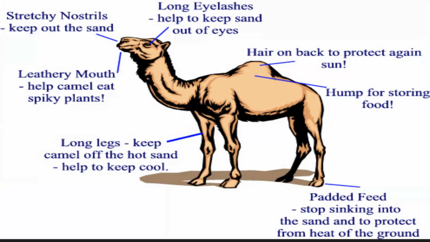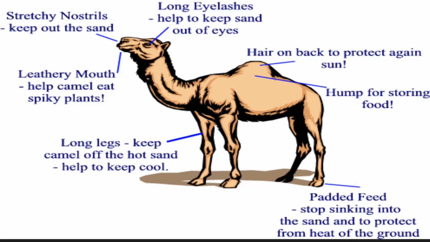So let's study: stretchy nostrils keep out the sand. You see the structure of your nostril and the camel's nostril. Such a structure of the nostril keeps the sand away. Leathery mouth. Why is the mouth leathery? So that they can eat thorny plants, spiky plants. In the desert, Rajasthan, they find only cactus plants. So this is the shape of their mouth, the leathery mouth, so that no harm comes to their mouth.